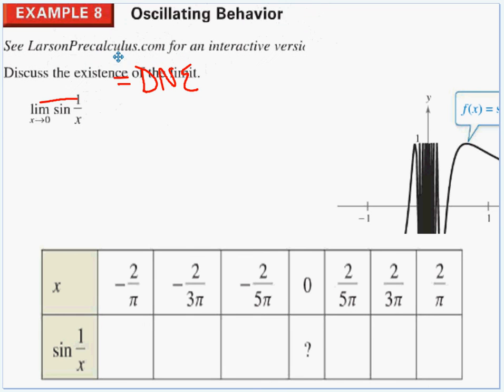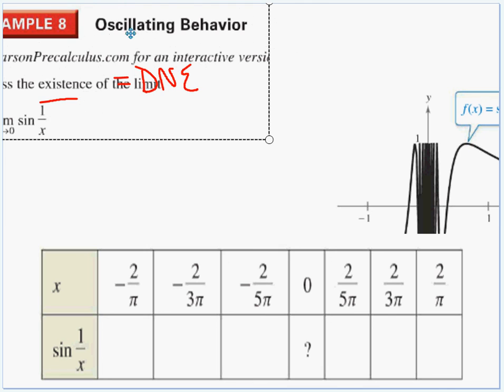Now, I'm a math teacher. I'm not an English teacher. If you misspell oscillating, as long as I can sort of tell what you were trying to spell, you will get full credit. OSC ends in ing, oscillating behavior. Spelling does not matter in math class.